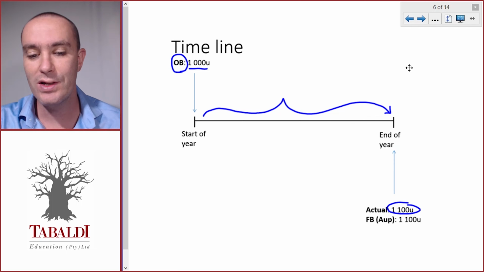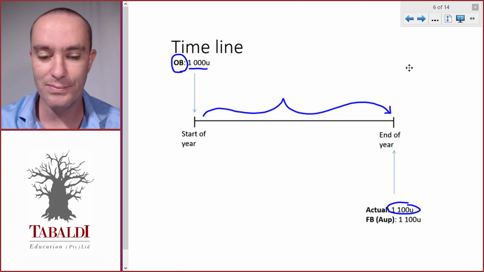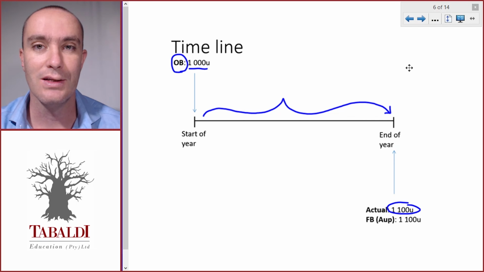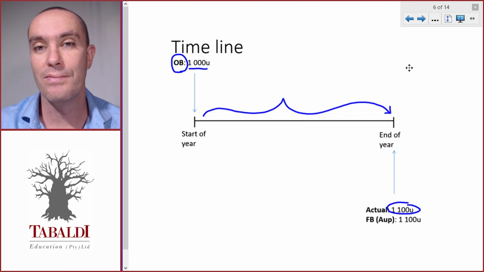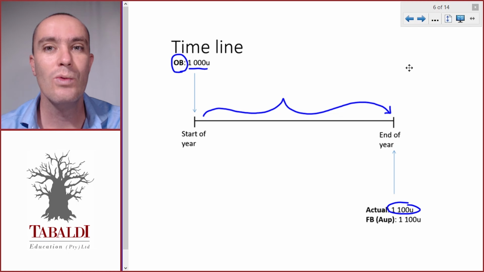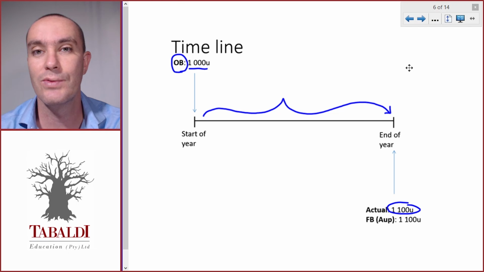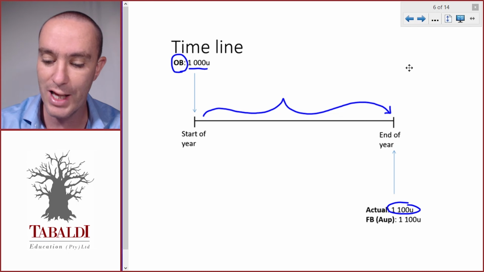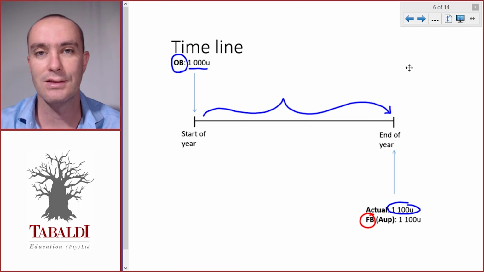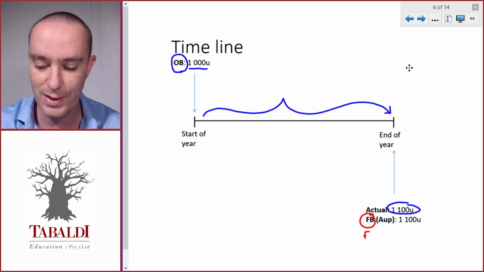So for that reason, we can't compare the original budget with the actual, because the number of units might be different. So if we budget to produce 1,000 units and we produce double the amount of units, we would expect to spend more. So we can't compare it directly. We first have to adjust the budget for the actual units produced. And that is what we do when we flex the budget. So this FB here is the flexed budget, or the flexible budget.